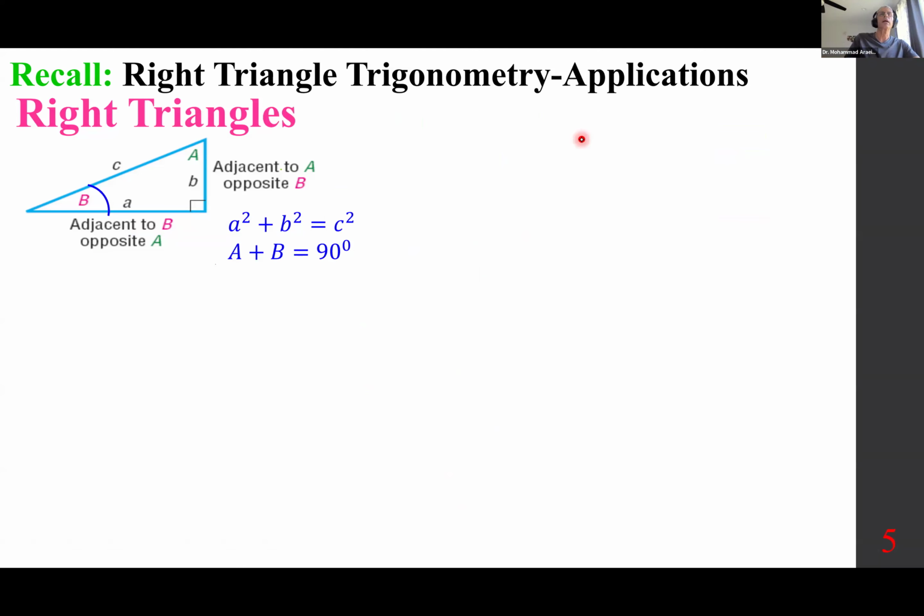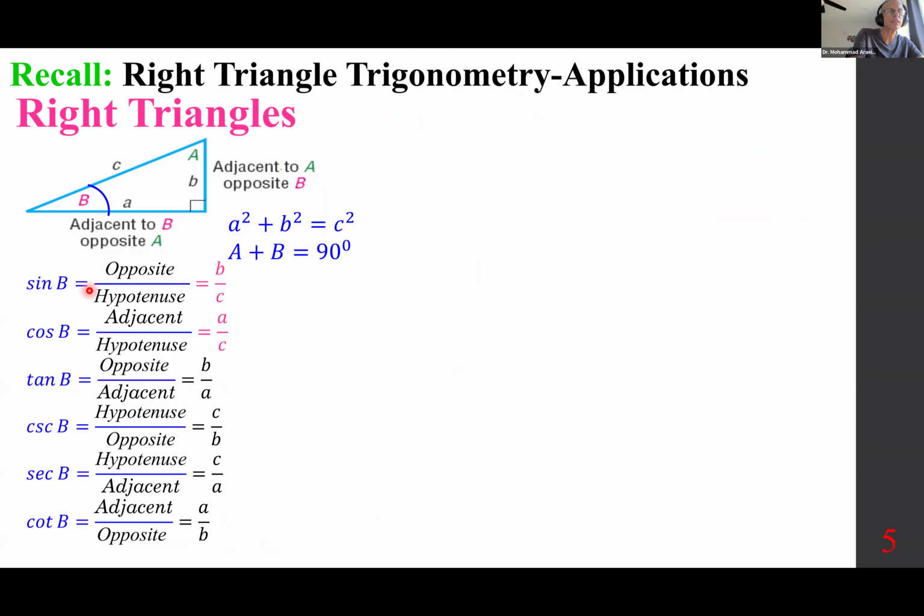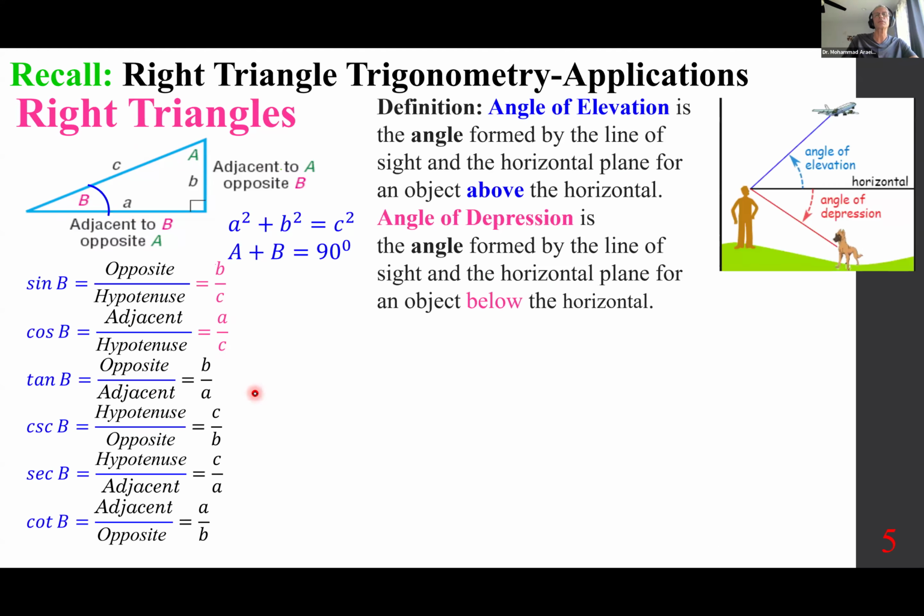The right triangle, as was mentioned: a squared plus b squared equals c squared, A plus B equals 90 degrees, and we define sine as the opposite over the hypotenuse. In this case, for B, it would be b over c, and cosine is the adjacent, a over c, and the rest of them follow. Tangent is the opposite over the adjacent, and the rest of them are the reciprocals.